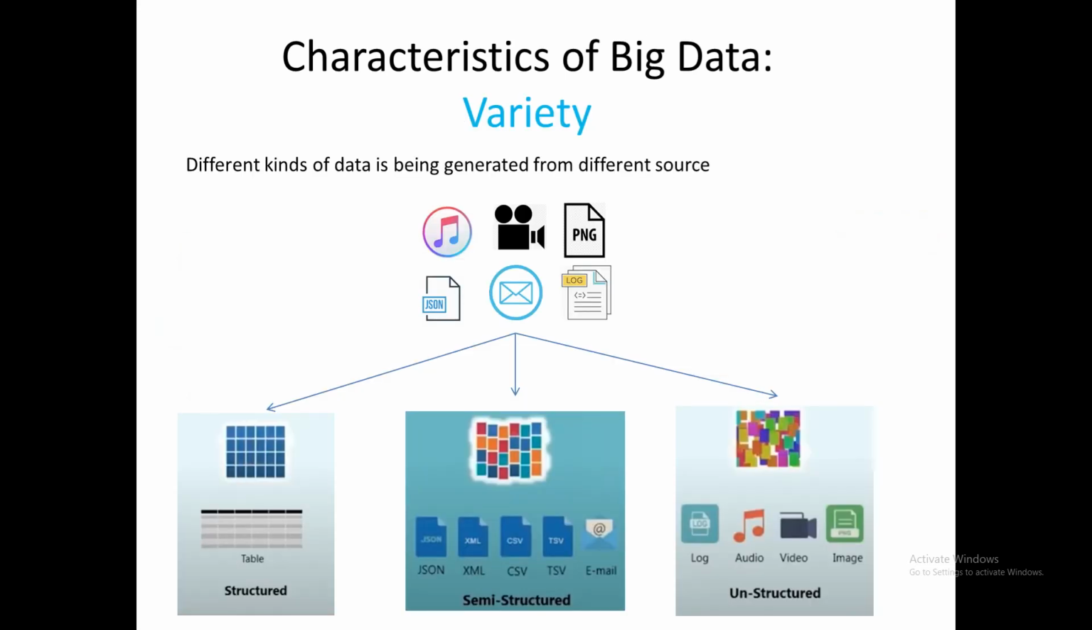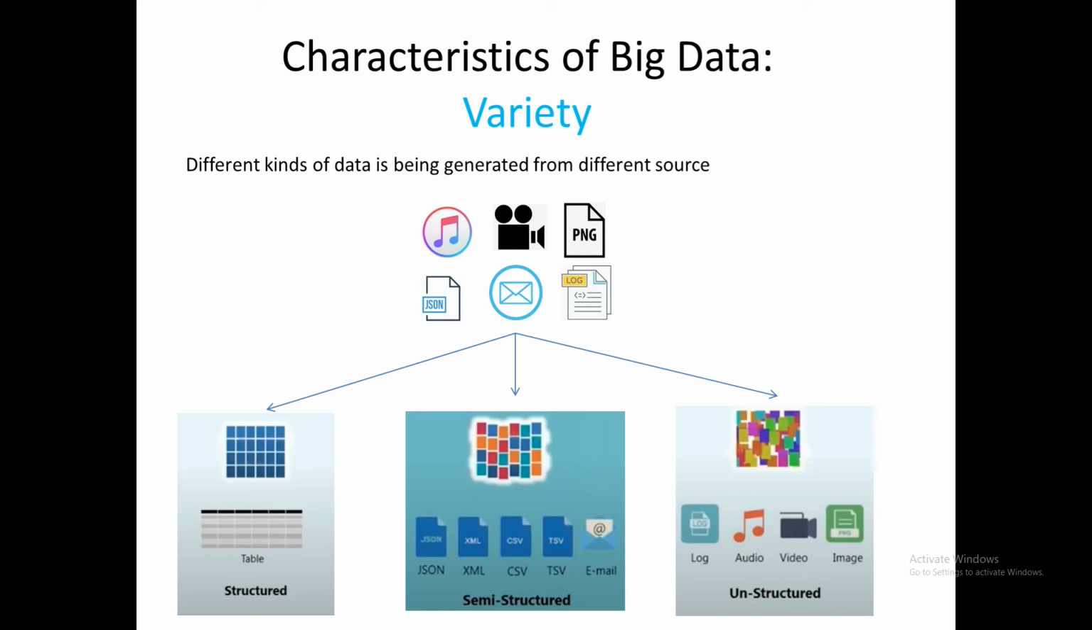Another V, the second V, is variety. Different kinds of data are being generated from different sources. We deal with many kinds of files at once, such as audio files, video files, image files, JSON files, email files, log files, and so on. This data can basically be classified into three major categories, as I said before: structured, semi-structured, and unstructured.